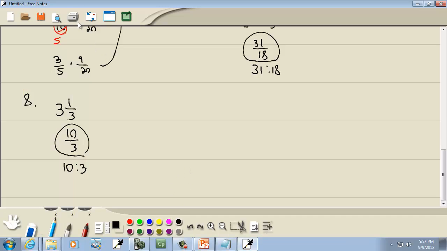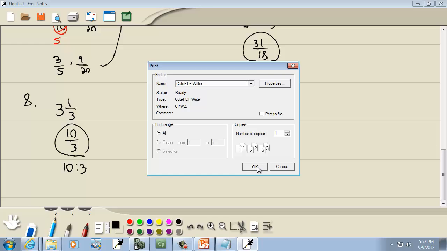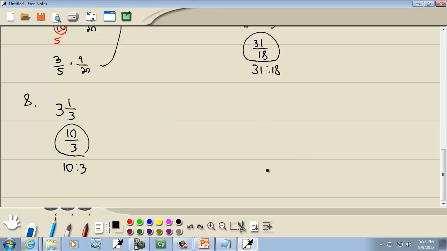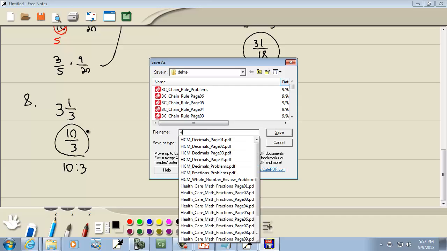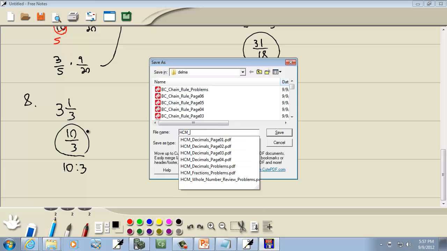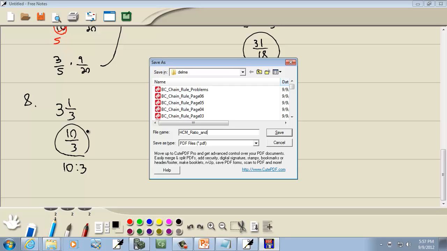Now these next problems, let me save this first, and then we'll look at them. Ratio and proportion, page 01, PDF.